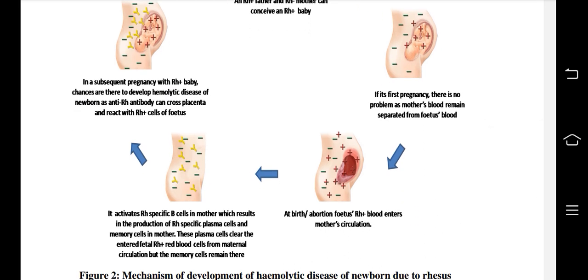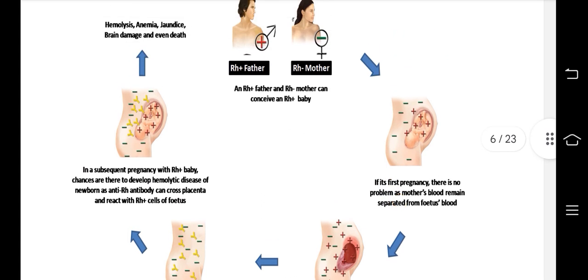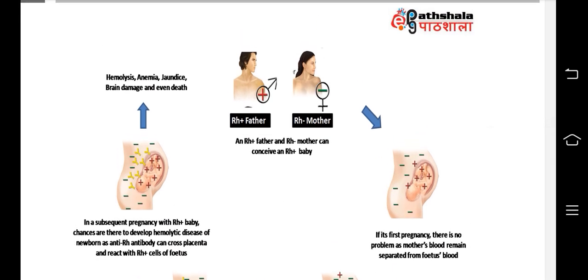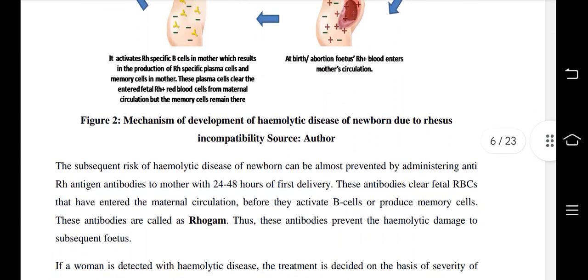It activates Rh specific B cells in the mother, which results in the production of Rh specific plasma cells and memory cells. These plasma cells clear the entered fetal Rh positive red blood cells from the maternal circulation, but the memory cells remain there. In a subsequent pregnancy with an Rh positive baby, there are chances of developing hemolytic disease of newborn, as anti-Rh antibody can cross the placenta and react with Rh positive cells of the fetus. So hemolysis, anemia, jaundice, brain damage, and even death of the baby can occur.